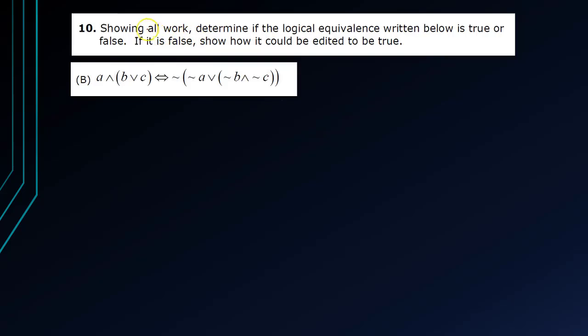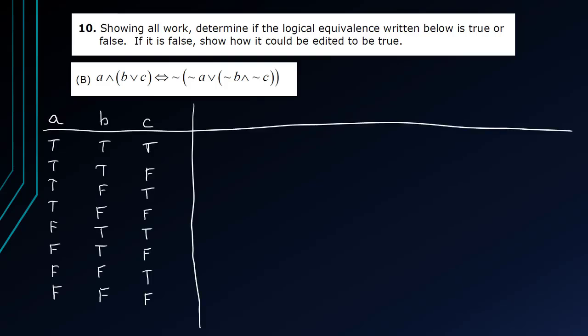So same thing here. Show all work to determine the logical equivalence, whether this is true or false. Very similar to the last one, except the last one had P, Q, and R. Here I have A, B, and C. But I'm going to start with the truth table. And I just mapped out every possible combination of trues and falses with A, B, and C. I'm going to focus my attention on the right-hand side.